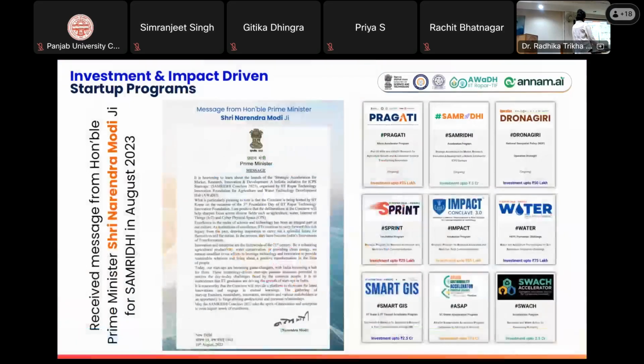Then talking about the startup ecosystem, these are a few of the programs that we are already running, starting with Pragati and Samriddhi. Dronagiri is a program for those working in geospatial technologies and utilizing them for agricultural and water resource mapping. It is one program that we are running where we provide support to carry out your pilot study. Similarly, there is a program for water, the WASH domain, which talks about sanitation and hygiene. For all the programs through which we have been supporting the entrepreneurial ecosystem, we have been credited by the highest office of the country, by the Prime Minister himself.